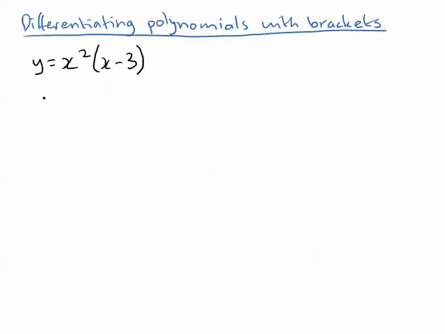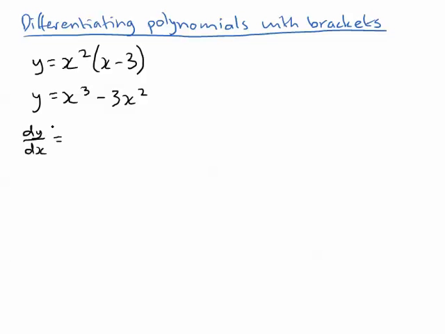So to combine these, you know about multiplying out brackets. So we're going to multiply the x squared by the x to start with. So x squared times x gives us x cubed. And then we've got minus 3 times x squared. So we've got minus 3x squared. So now we've multiplied out the brackets, we can now differentiate.